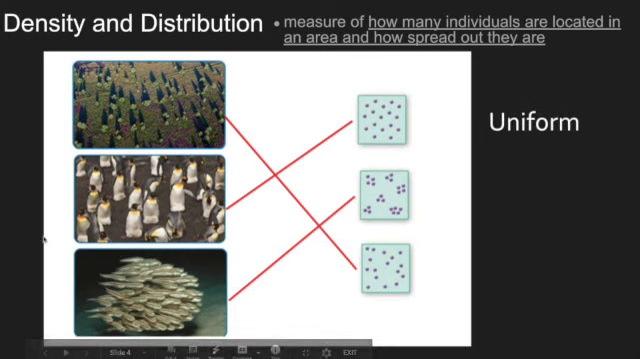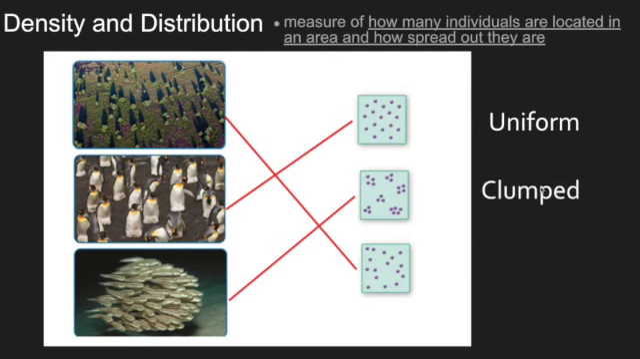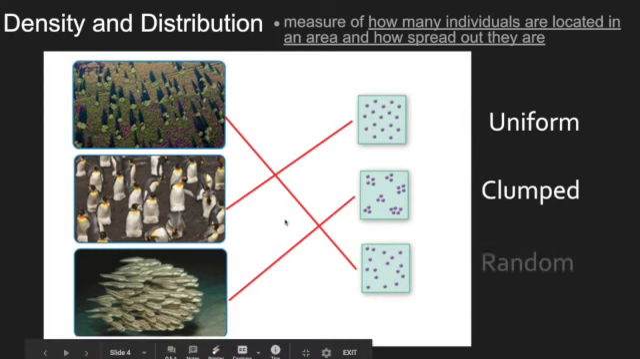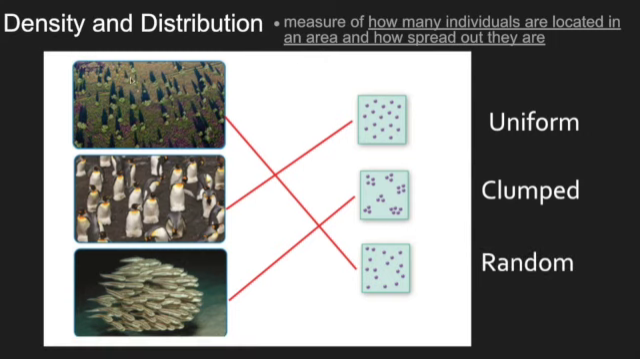So you have uniform, which would be our penguin example. Our uniform, you see as many penguins kind of all evenly spread out. You have your clumped one right here. You have small clumps of animals. That would be your fish. And then you have your random, which is the trees that are randomly just dispersed throughout.